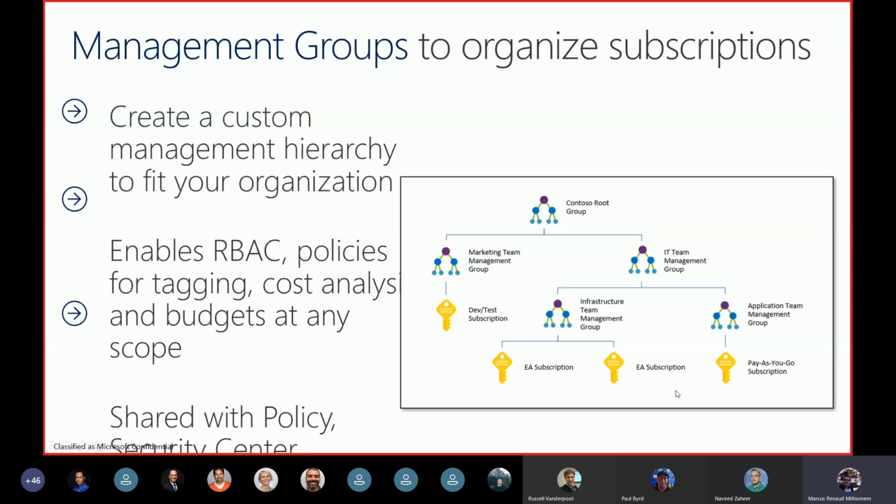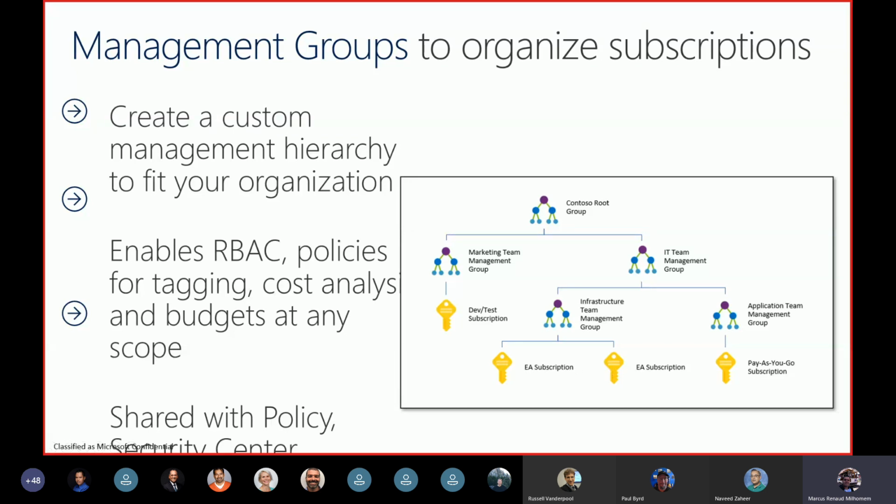Now, let's say that you have a specific policy that you want to apply only on the infrastructure team. Let's say, for example, no public IPs allowed. So you can create a second policy, for example, and apply just to the infrastructure management group. So only on those 2 subscriptions the policy will be applied.